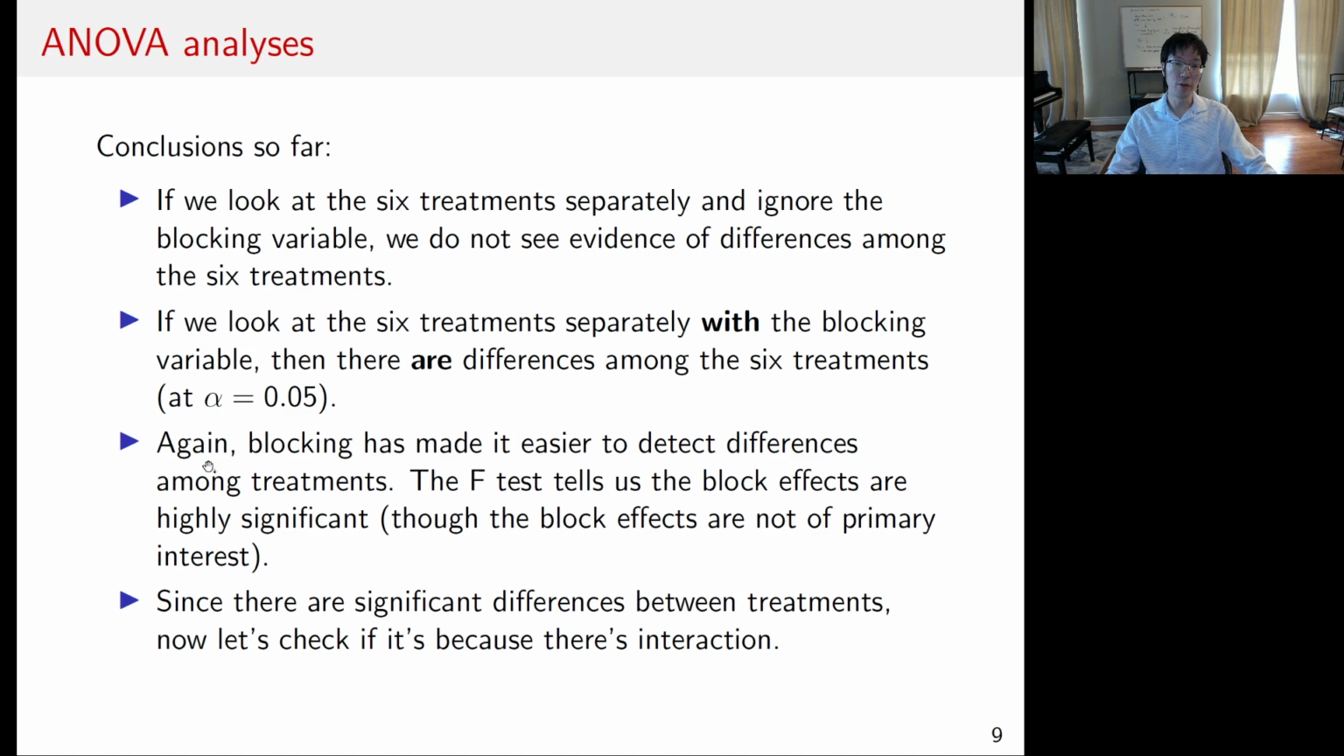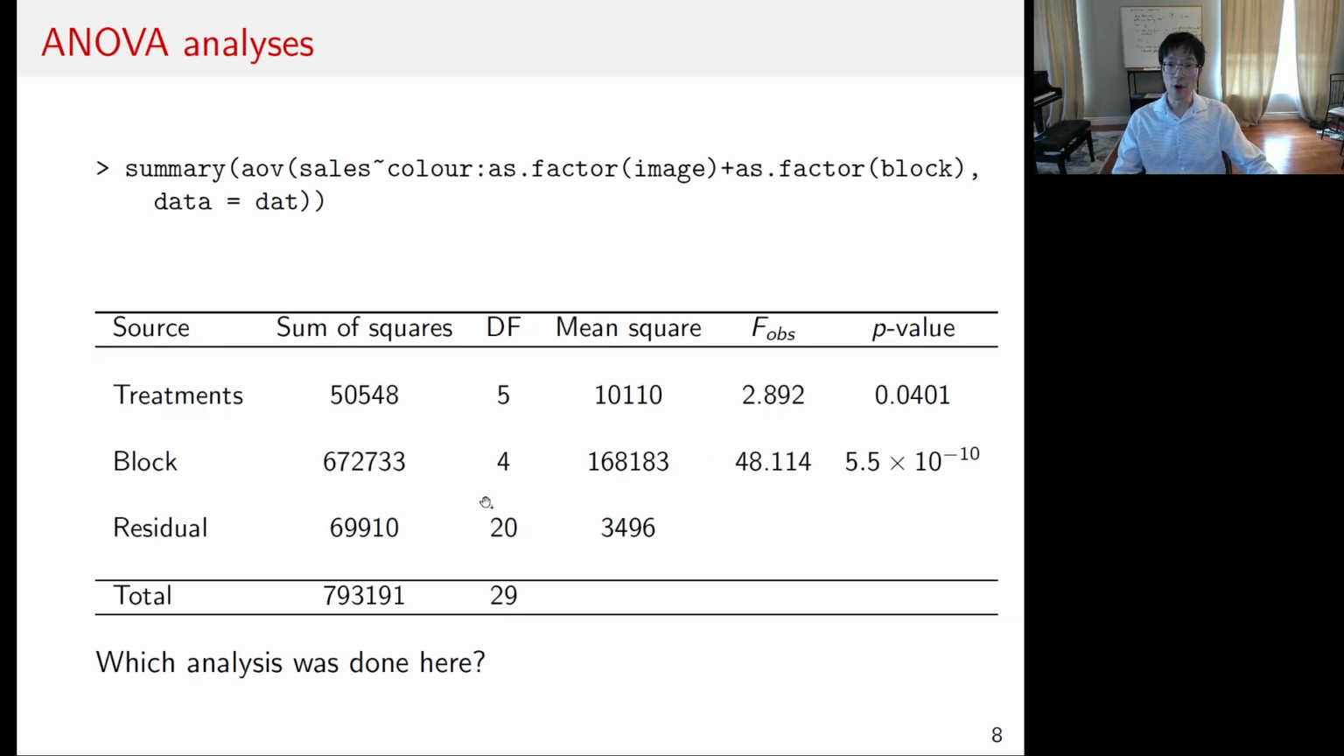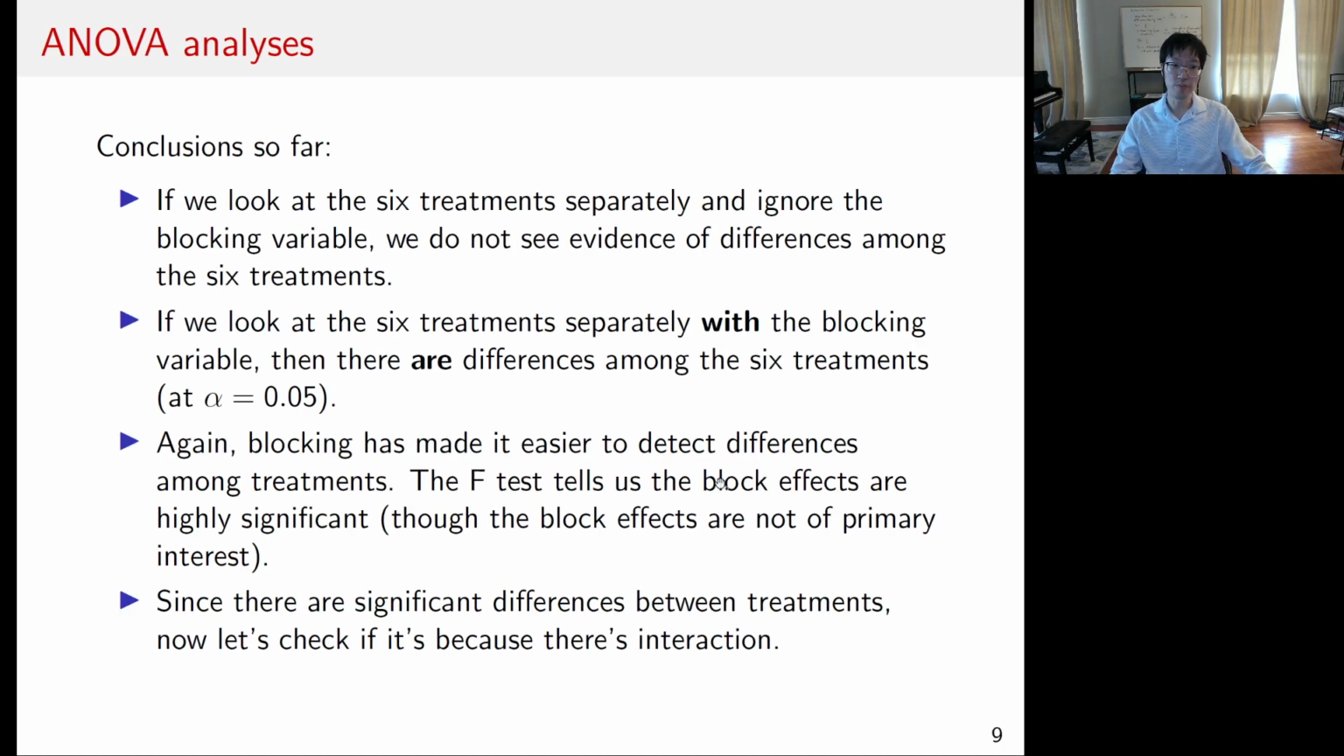So again, reminder that blocking is a variable that helps explain the response, and so if we put it in, and the blocking variable does in fact affect the response, then it makes it easier for us to detect differences among the treatments. Okay, so we've now seen you can do an F-test for blocks, even though often we don't worry about it, but the F-tests for blocks would show that the block effect is very significant, even though that's not our primary quantity of interest here.